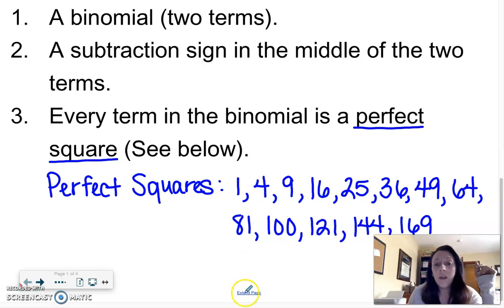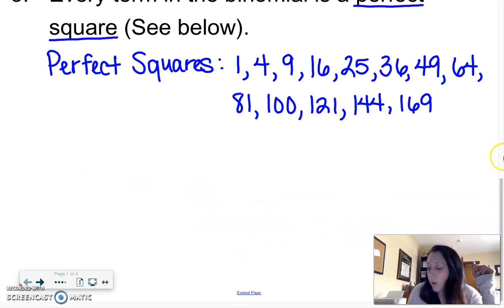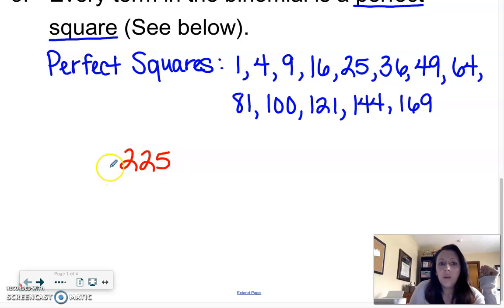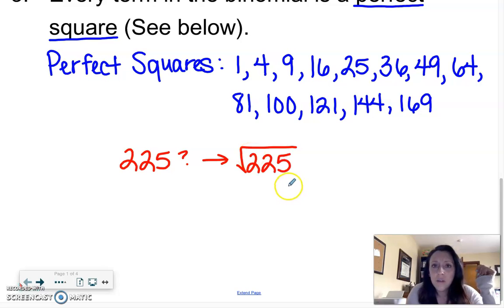Okay, another way that you could tell if a number is a perfect square is to use a calculator to take the square root of it. So if it's a big number, like 225, and you don't have any clue if that's a perfect square, you could ask, is this a perfect square? Well, I'm going to take the square root of 225, and see if I get a nice even number as my answer.